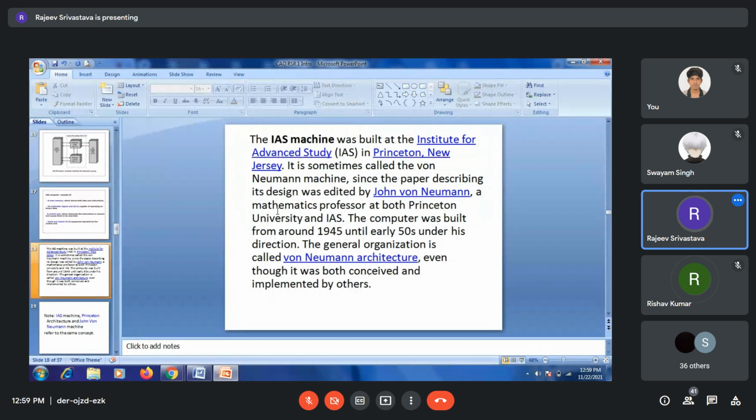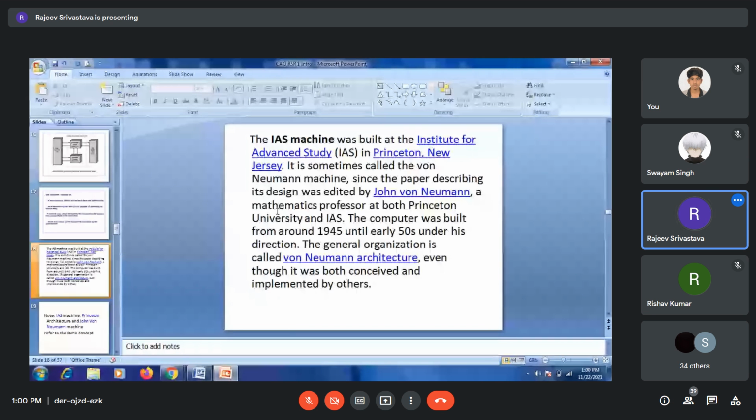About the IAS machine. The IAS machine was built at the Institute for Advanced Study in Princeton, New Jersey. It is sometimes called the Von Neumann machine, since the paper describing its design was edited by John von Neumann, professor at both Princeton University and IAS. Built from around 1945 until the early 50s. The general organization is called von Neumann architecture, even though it was both conceived and implemented by others.